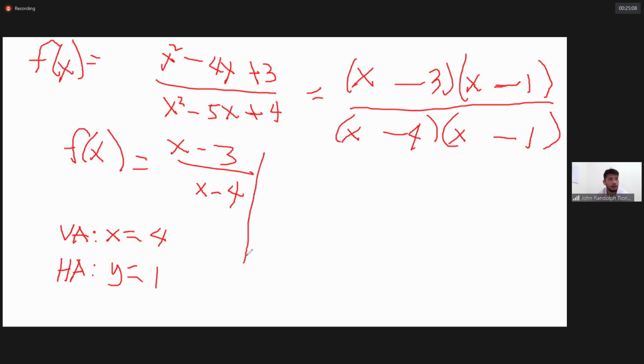Again, another example. Nakuha na sundan. Let's have this example. Let's use another color. How about if we have f of x?